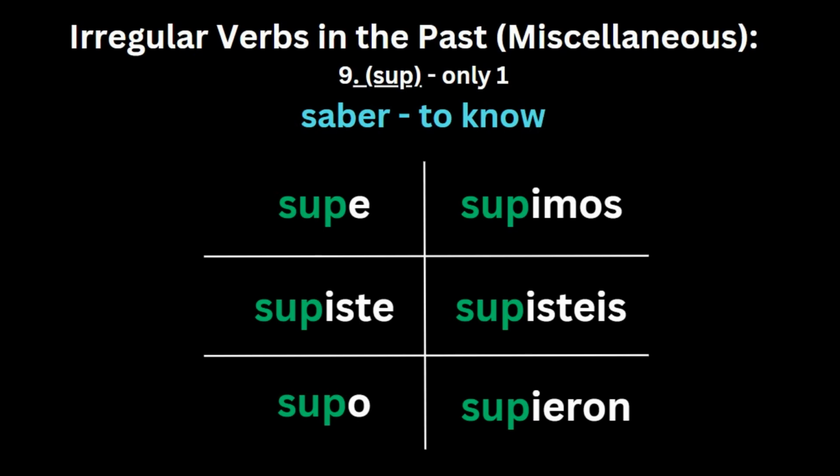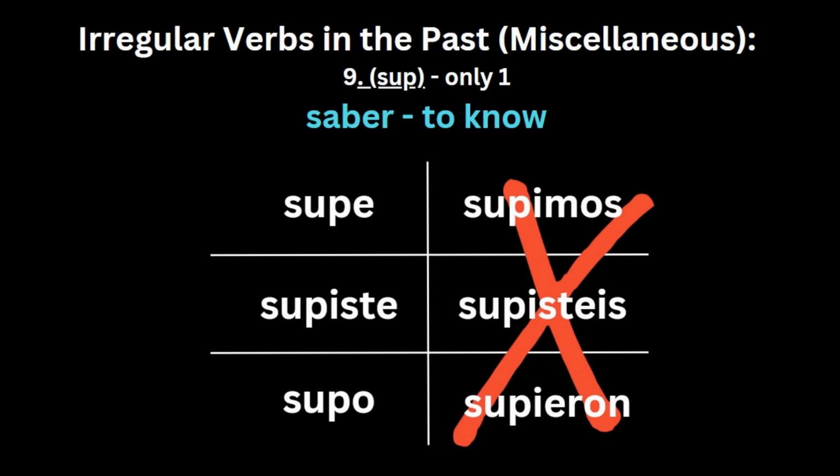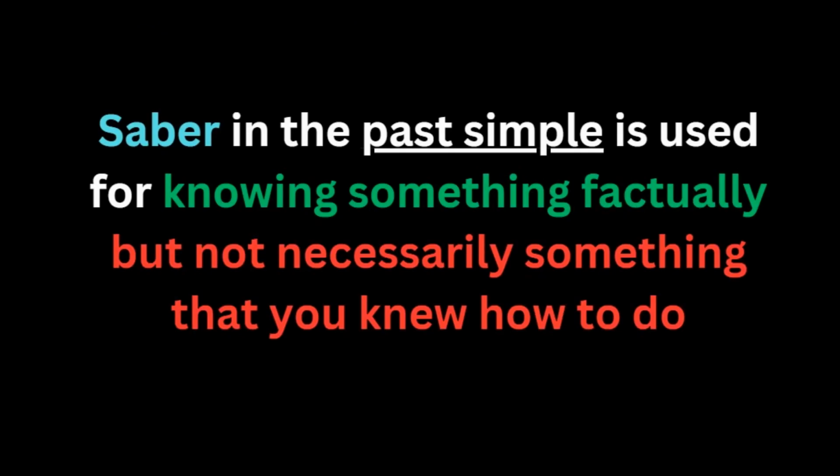After poder, there's the verb saber, which is the only verb that uses a sup pattern. Yo supe means I knew, tú supiste means you knew, and so on. Don't focus on these pronouns because they're not that useful in conversation. One thing to note with saber in the past simple is that it's used in context when it comes down to knowing something factually, but not necessarily something that you knew how to do.